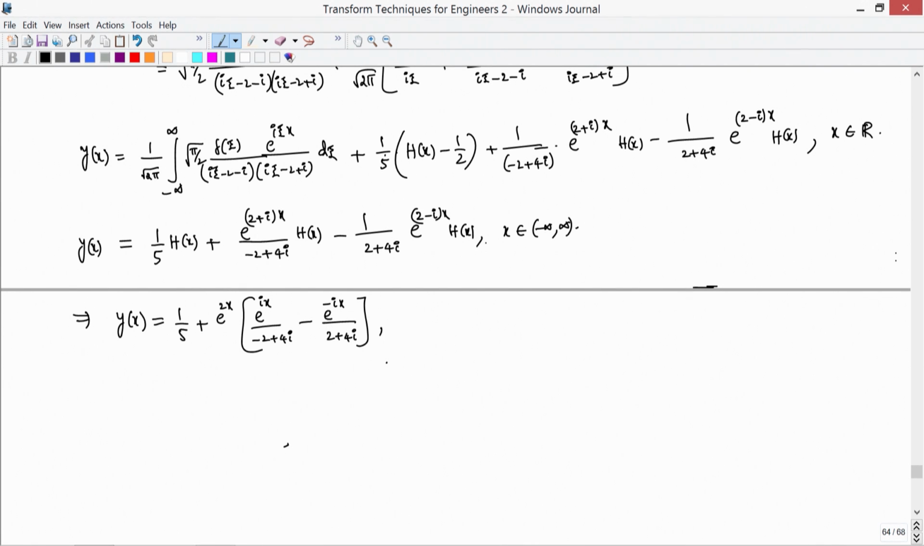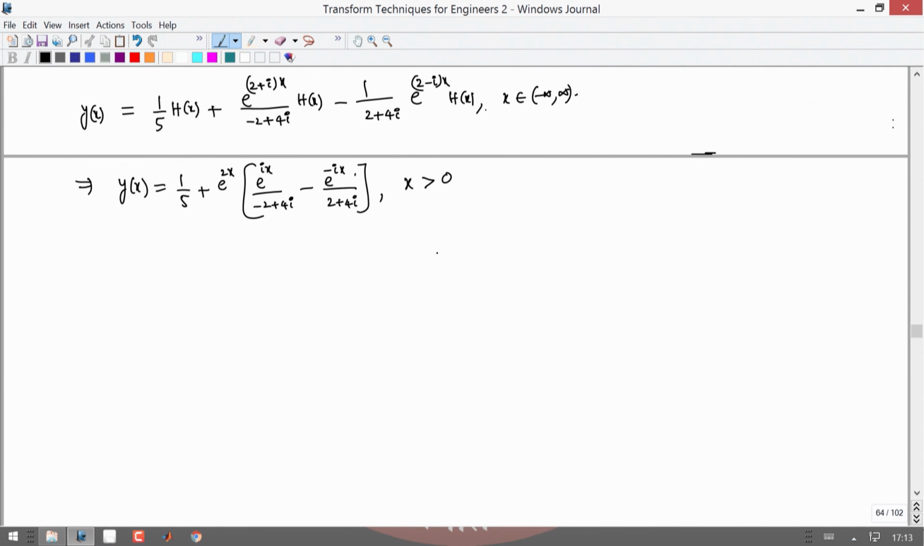Okay. So, this is for the x positive side. So, we will simplify this: 1 by 5 plus e power 2 x. So, I multiply minus 2 minus 4 I, multiply and divide, so that you have e power I x times minus 2 minus 4 I, and in the denominator you have 4 plus 16, that is 20. And here again I multiply 2 minus 4 I, and in the denominator if you divide the same and multiply with 2 plus 4 I, that is going to be again 20, 4 plus 16, 20.